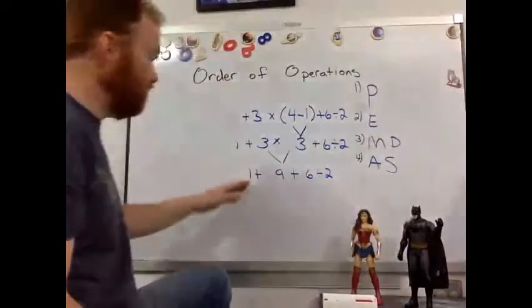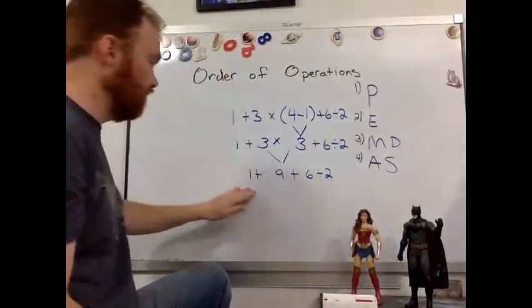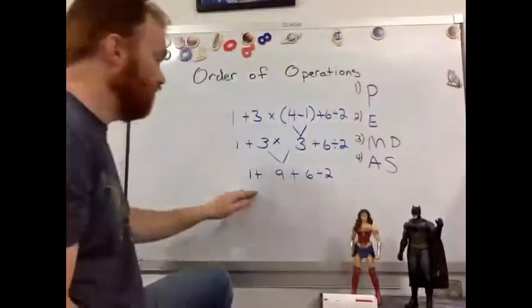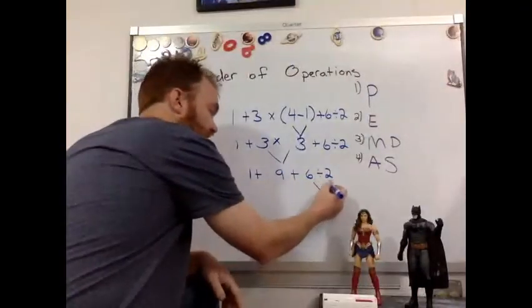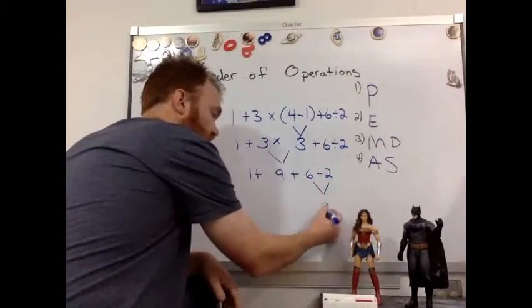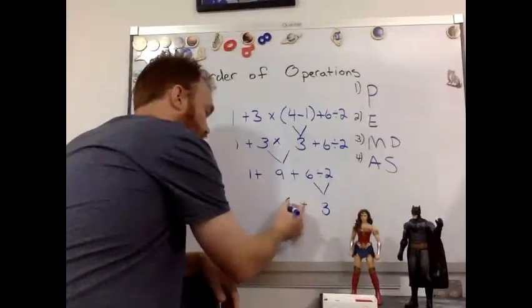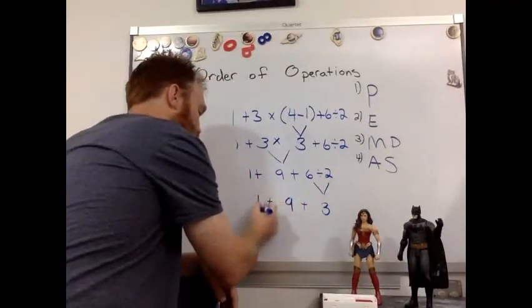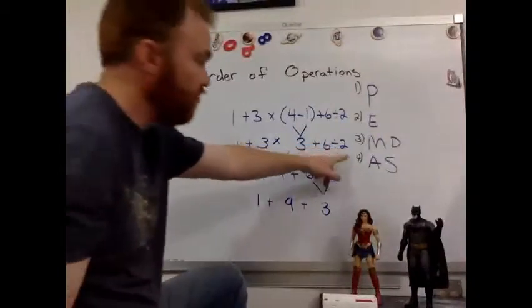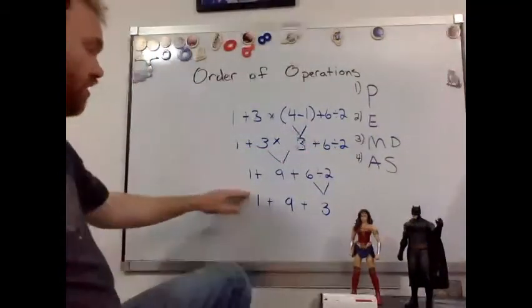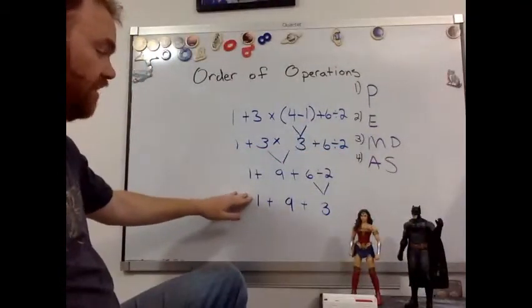Do I have parentheses? No. Do I have exponents? No. Multiplying or dividing? Yes. I have 6 divided by 2. 6 divided by 2 is 3. And then I bring everything else down. Okay. Do I have adding and subtracting? Oh, sorry, no. Now I have this step.